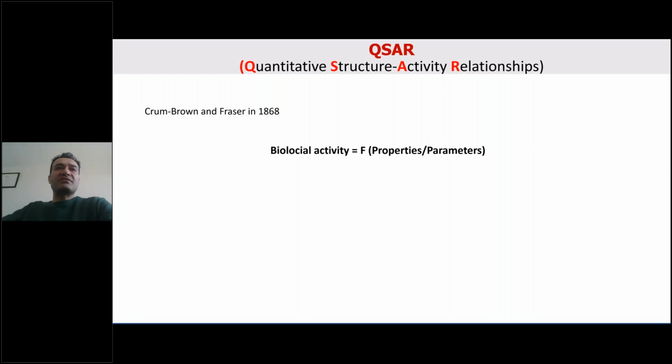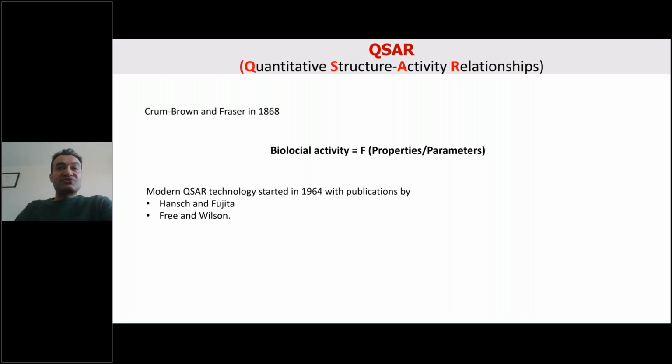Probably the first general formalization in QSAR was reported by Crum, Broman, and Fraser in 1868. They reported that biological activity is related with the function of properties, parameters, descriptors of compounds. The modern QSAR technology started in 1964 with publications by Hansch and Fujita and Free and Wilson.